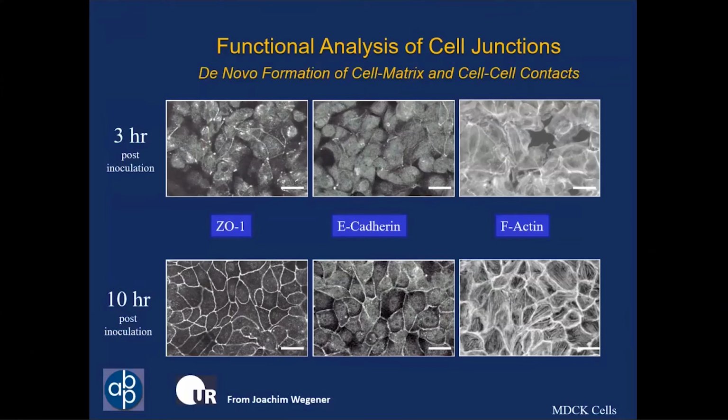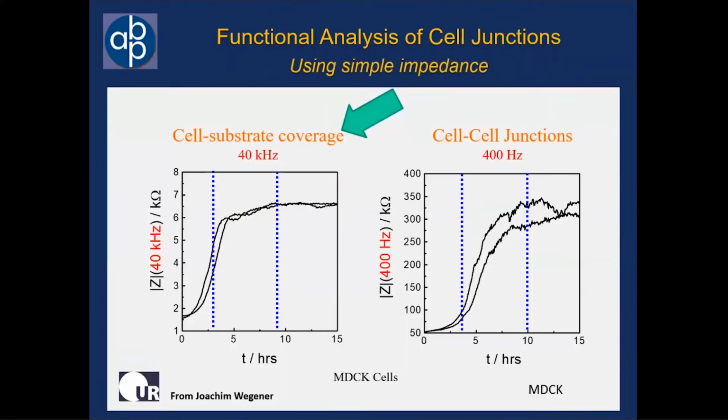So what this means, going back to the ECIS data, is that by monitoring at 40,000 hertz, at high frequency, we can monitor cell substrate coverage. At lower frequencies, for example 400 hertz, we can monitor the formation of the tight junctions. Again, these are the same wells, we're simply using different frequencies to probe different aspects of cell behavior. Our interest today, of course, is in cell substrate coverage.